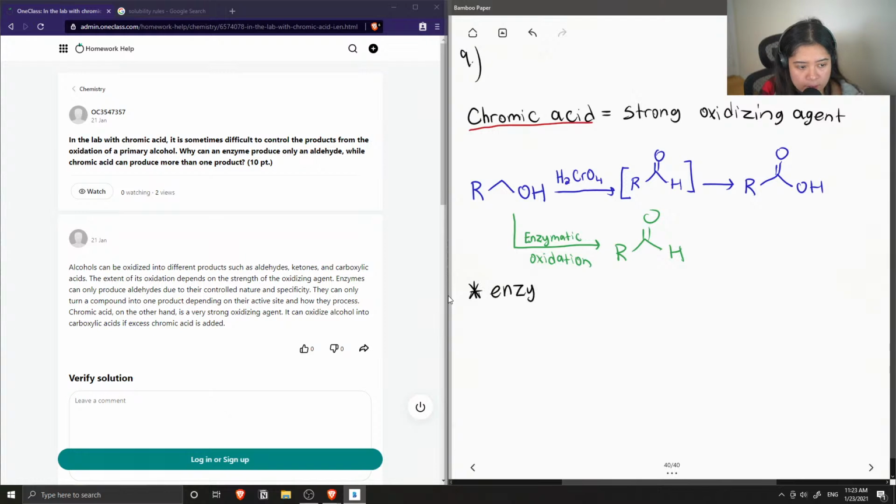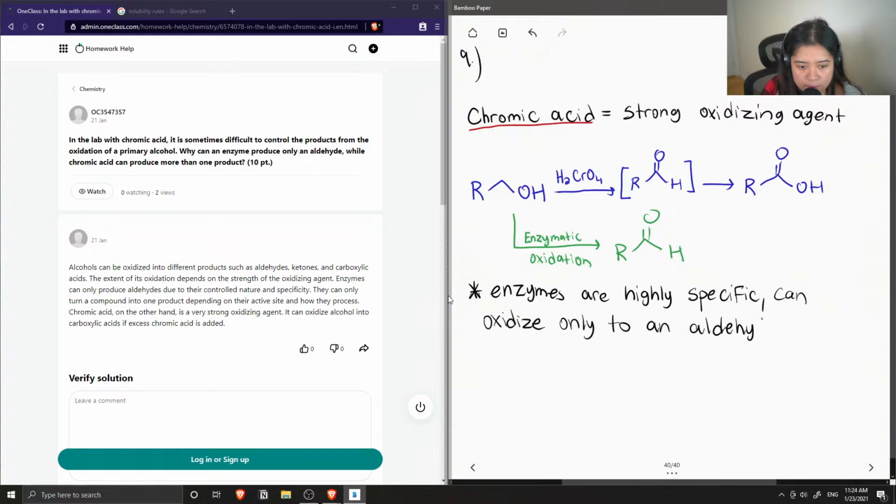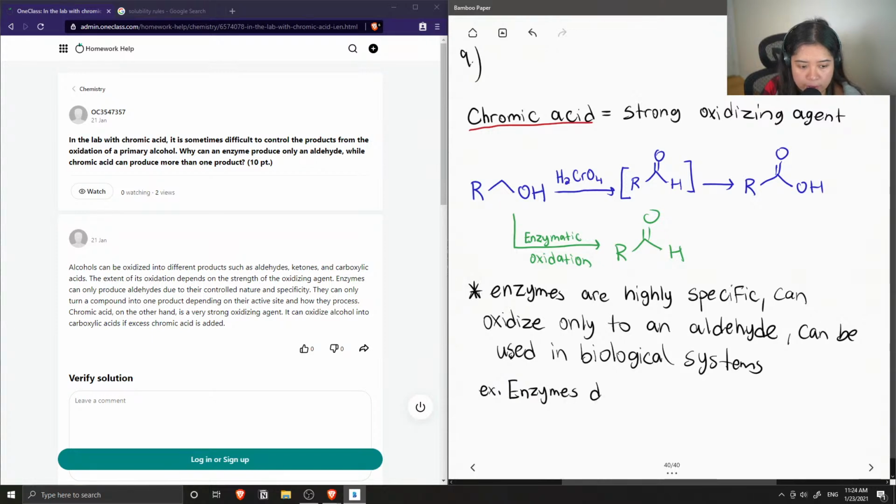So the reason for this is because enzymes are highly specific and can oxidize only to an aldehyde. So this is why they are used in our biological systems. So some examples would be enzymes like dehydrogenase.